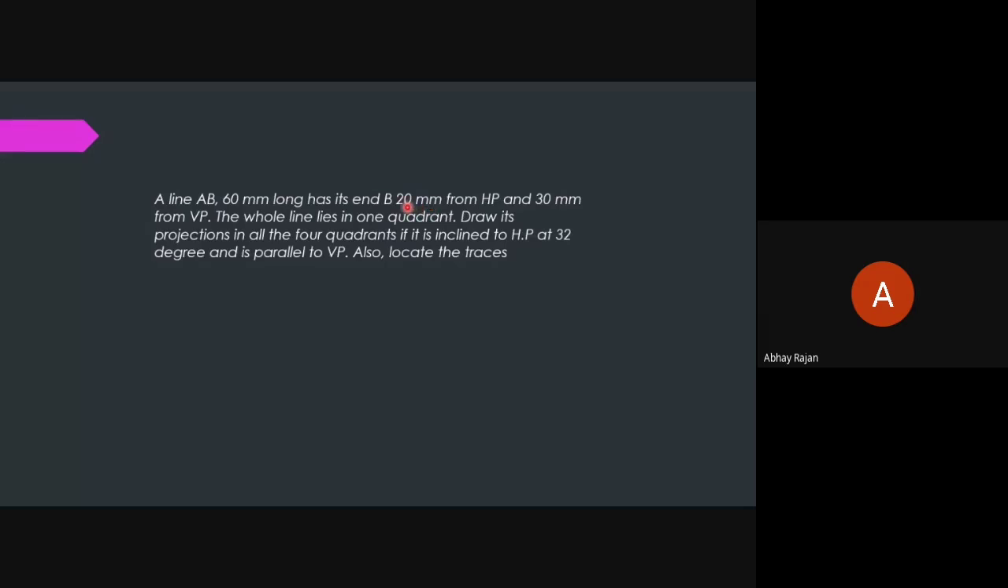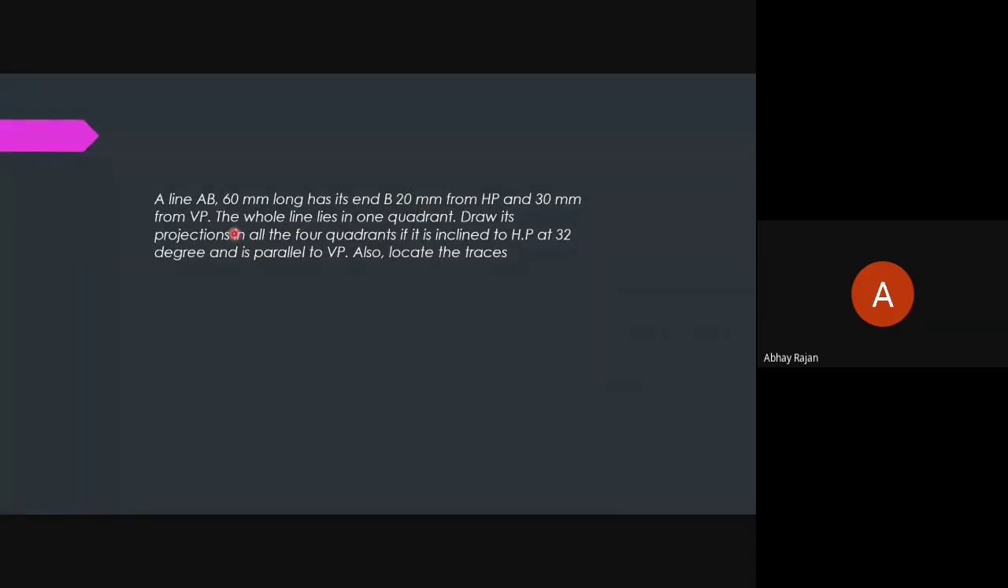So whenever you are placing this in the first quadrant, see that B will be 20 mm above HP and 30 mm in front of VP. Once you place it in the second quadrant, it will be 20 mm above HP and 30 mm behind VP. So in all four cases you have to keep this line and then try to draw the front view and top view. Okay, so four conditions will be there.